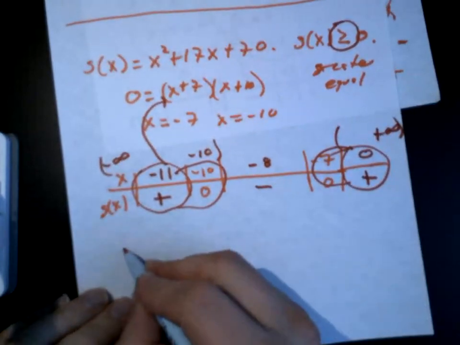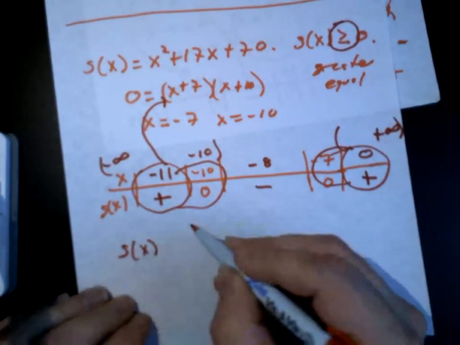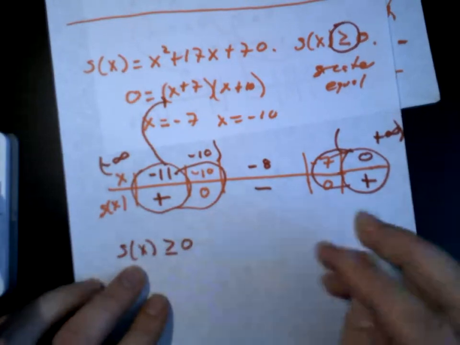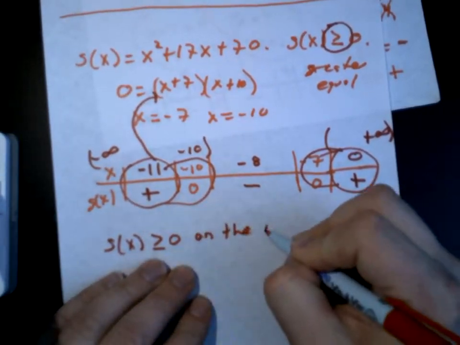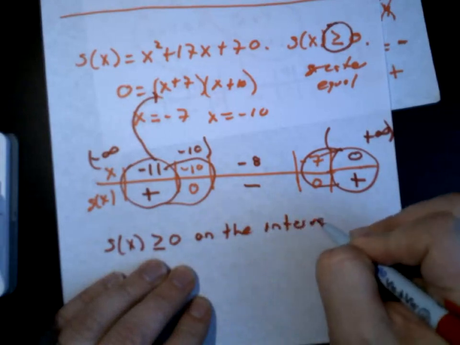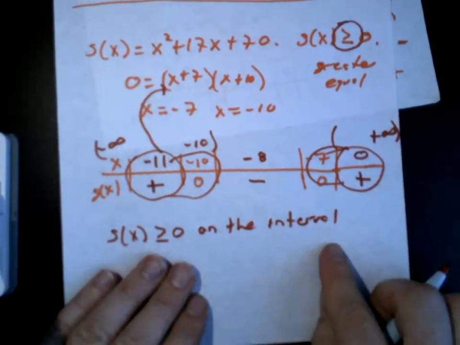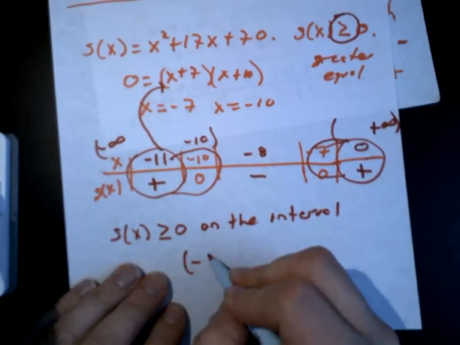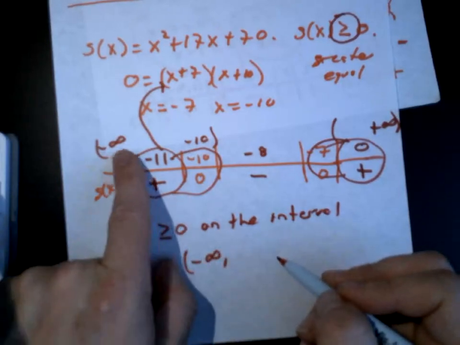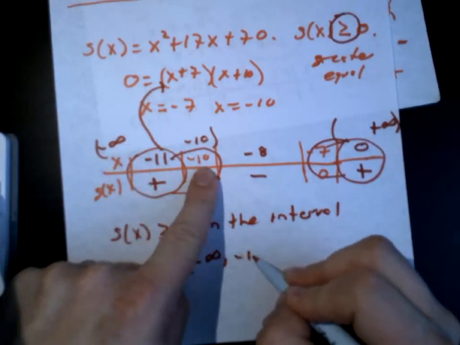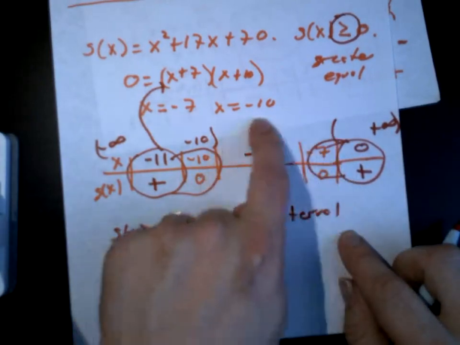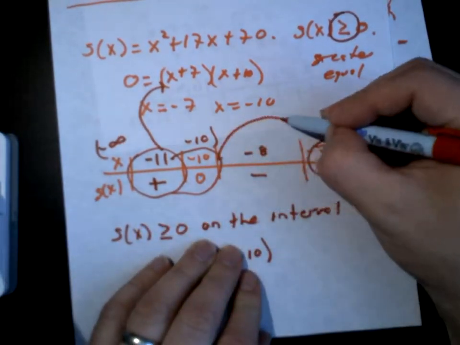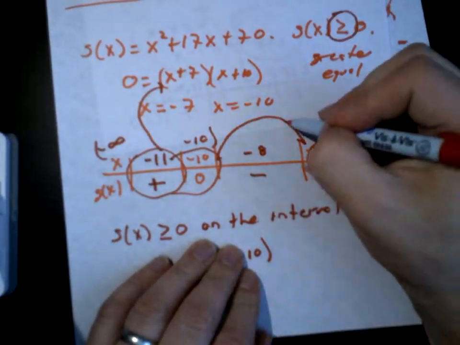So here's what you're going to write. You're going to write g of x is greater than or equal to 0 on the interval of negative infinity to -10. All right. Do you see how we have to jump over here? Because we can't include this, we got to jump.